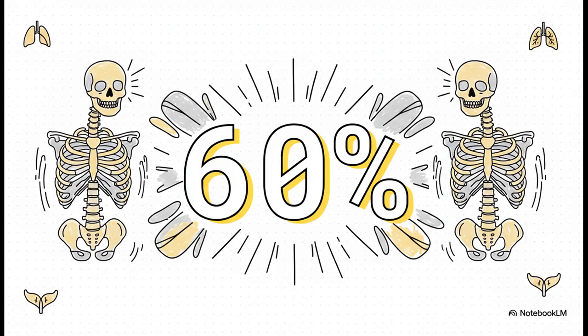And get this, a massive 60% of all skeletal muscles belong to this axial division. These muscles arise directly on the axial skeleton. Their primary jobs aren't about reaching or walking. Instead, they're tasked with stabilizing the head, positioning the vertebral column, and moving the rib cage so we can actually breathe.